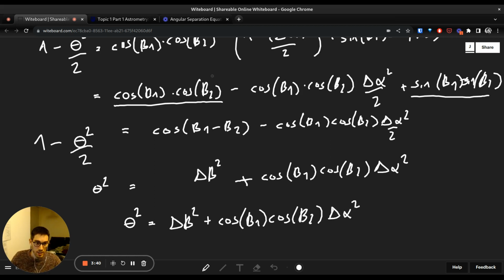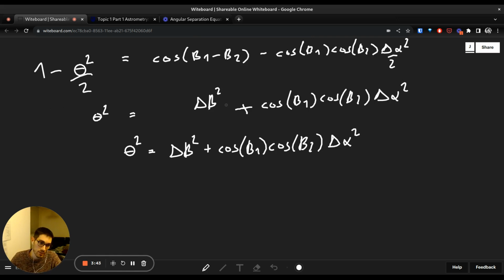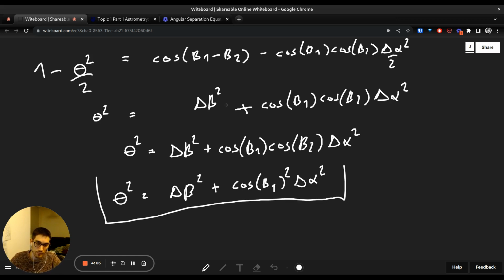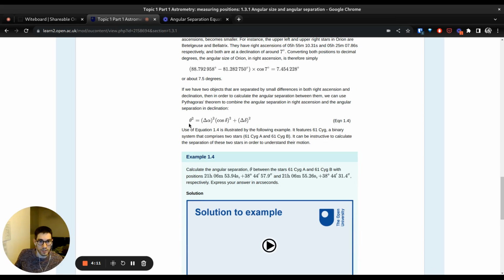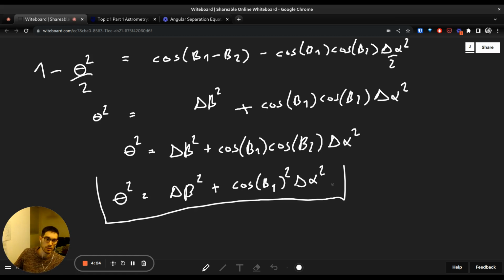times the difference of alphas squared. And it turns out that because the difference of betas is really, really small, this can be approximated as cosine of beta 1 squared times the difference of alphas squared, and we are left with the same equation as we have here at the end: theta squared equals the difference of the alphas squared times cosine squared plus the difference of deltas squared. Same. Okay.